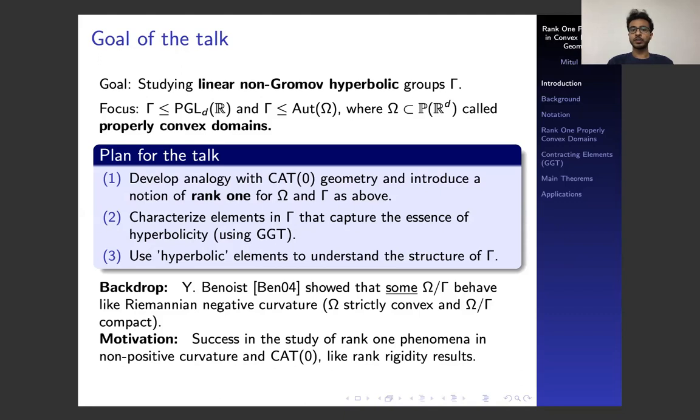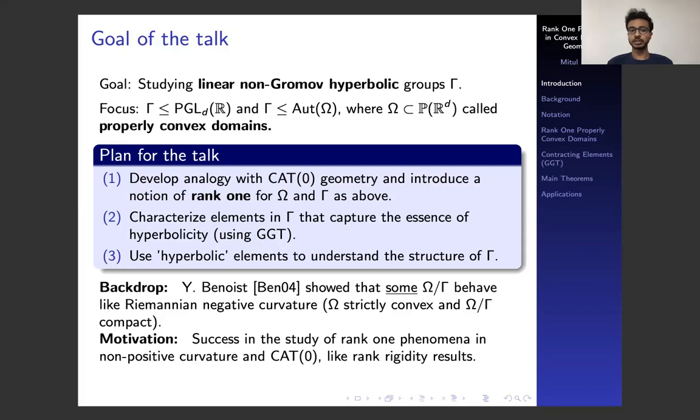The backdrop for this project is a result by Yves Benoist, where he showed that if omega, in addition to being a properly convex domain, is strictly convex and omega mod gamma is compact, then the quotient manifold omega mod gamma has properties resembling Riemannian negative curvature. We want to understand and generalize this correspondence to more general properly convex domains on one hand and CAT(0) spaces on the other.